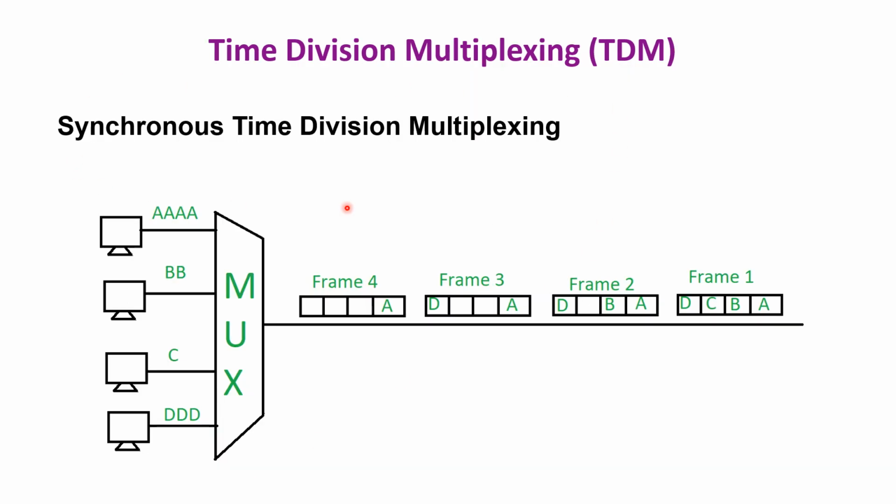Synchronous time division multiplexing is a specific type of time division multiplexing where multiple signals share a single communication channel by assigning fixed time slots to each signal. Each signal occupies its time slot in a regular repeating sequence, regardless of whether the signal has data to send during that time. This method is particularly useful in digital communication systems.